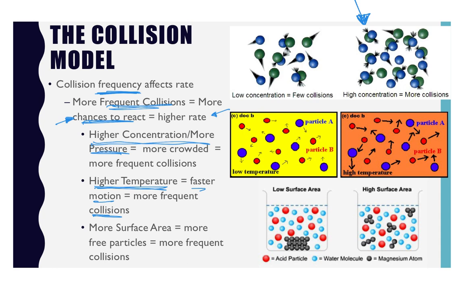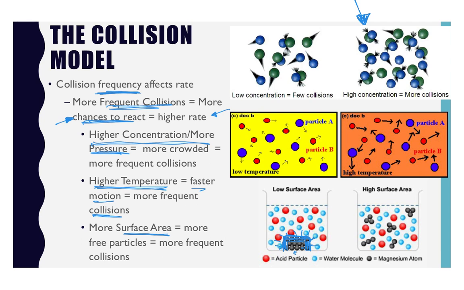The last thing that can affect the frequency of collisions is the surface area. If I'm thinking about these magnesium particles down here, they've got some surface area, right? In order to make that reaction happen, you have to have collisions. Right now, the particles around it, the acid particles and the water molecules, can collide, but they can only collide with the particles on the outside. None of the particles on the inside have a chance to collide.